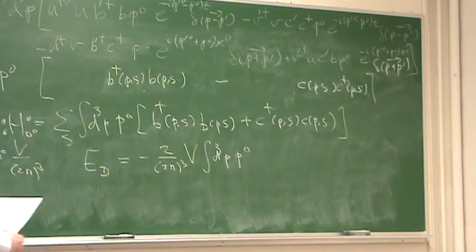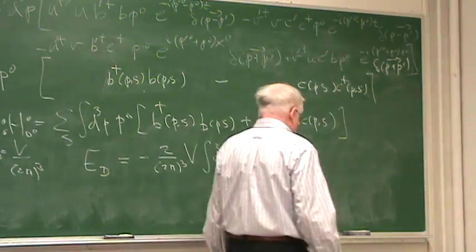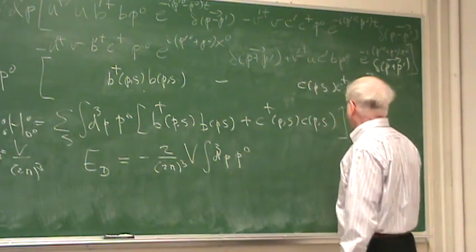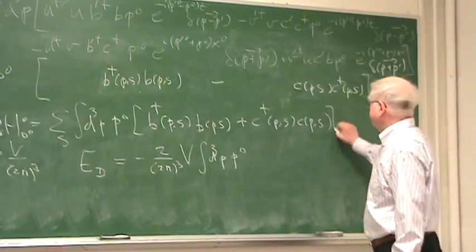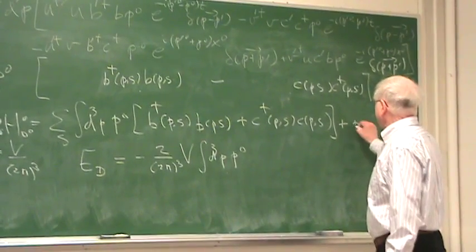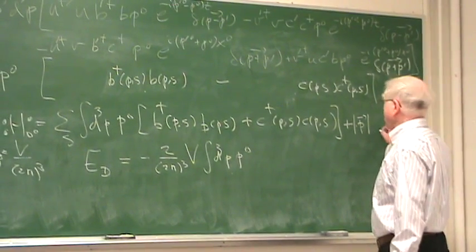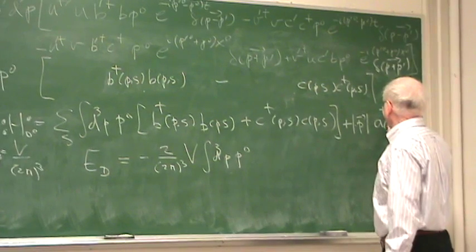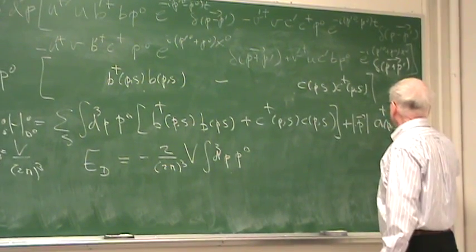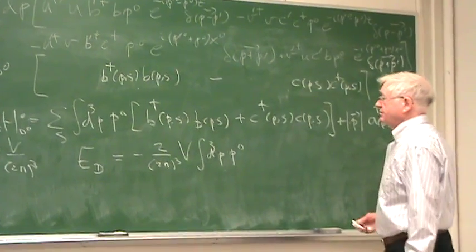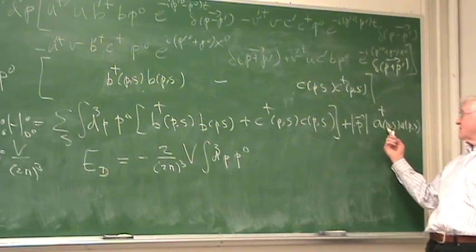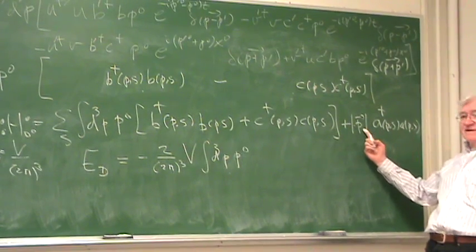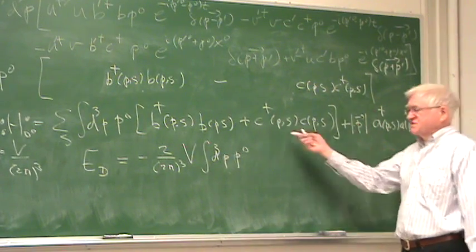Okay, so that's H0. There's also a part for the electromagnetic field. And let me just add that in. It's plus the integral over p of p0, A†(p,s) A(p,s). So this counts the number of photons of momentum p and helicity s, and the energy of each one is that. So I've normally ordered the Hamiltonian. So this is the free Hamiltonian.